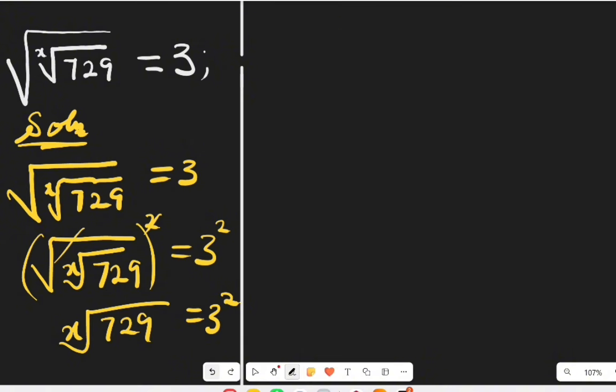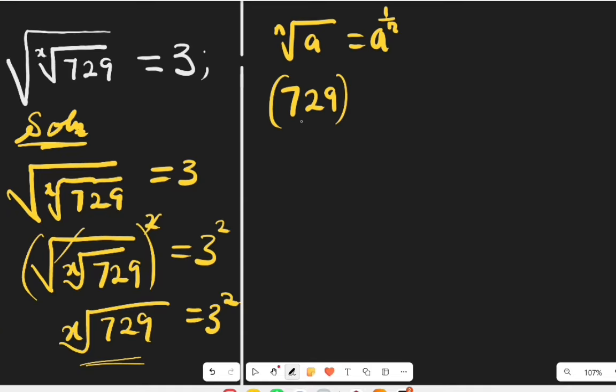Next, we can simplify the left hand side by using law of indices. Wherever we have nth root of a is equal to a raised to the power of 1 over n. And if we apply it to the left hand side, we are going to have 729 all raised to the power of 1 over x, which is equal to 3 raised to the power of 2.